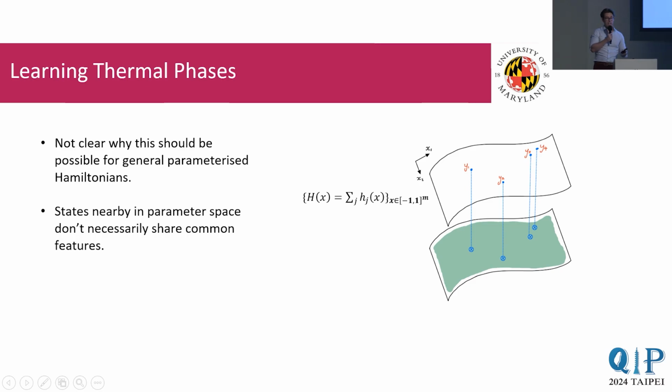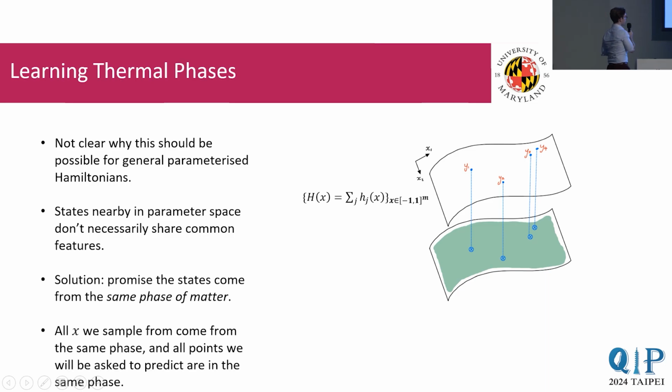In particular, even if I have a very nicely smoothly parameterized Hamiltonian, if I take 2 points either side of a phase transition, these states can have very different properties and may not be related to each other in any way. So what we're going to do is impose an additional promise on the problem that we're going to be interested in.